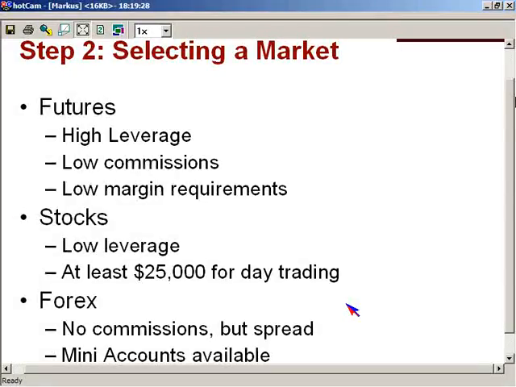So you see, you have a rather low leverage on stocks. If you're interested in day trading, you need to know that there's a pattern day trading rule that was introduced a couple of years ago. I think it was in September and October 2001, where now you need at least $25,000 in your trading account if you want to day trade the stock market.